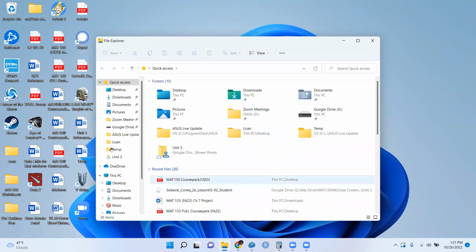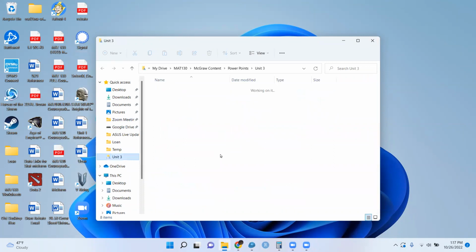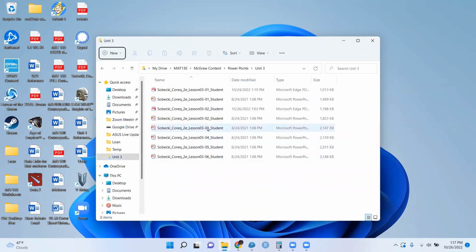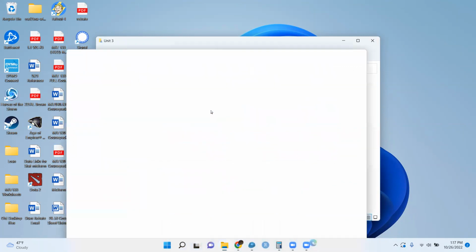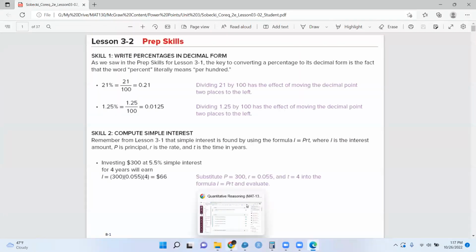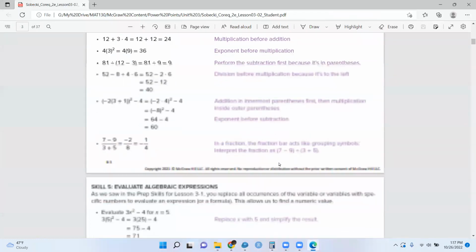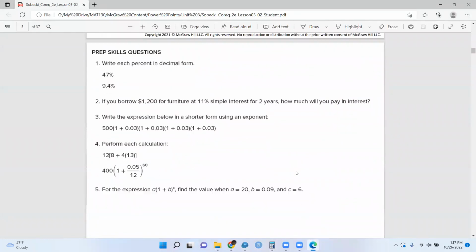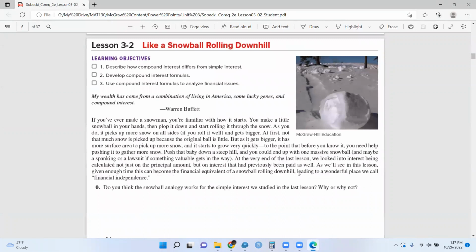Let's see. I just saved this thing. Here we are. Okay, so today we're doing lesson 3.2. Tuesday we did 3.1. What is it? Monday? Good gravy.